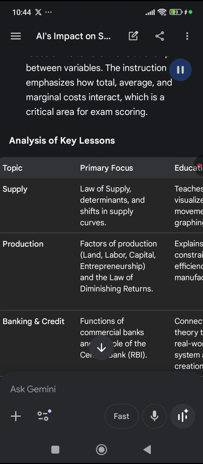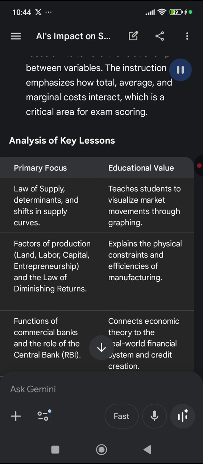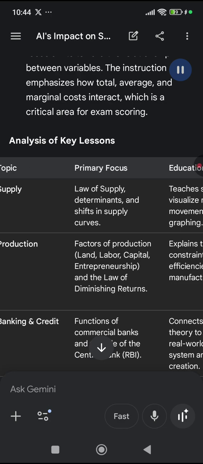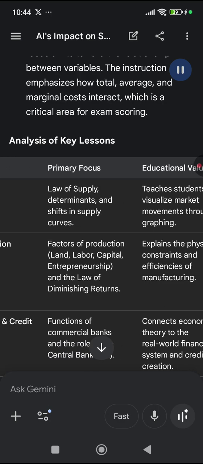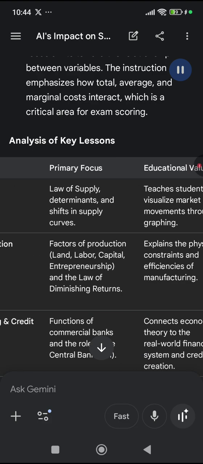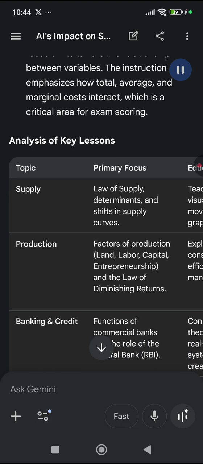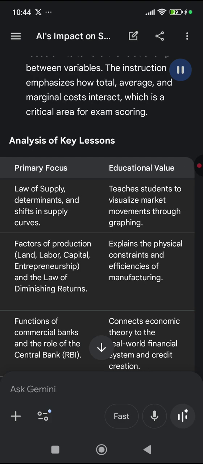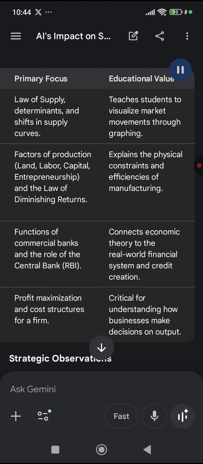Analysis of key lessons. Topic: supply. Primary focus: law of supply, determinants and shifts in supply curves. Educational value: teaches students to visualize market movements through graphing. Production: factors of production, land, labor, capital, entrepreneurship, and the law of diminishing returns. Explains the physical constraints and efficiencies of manufacturing.